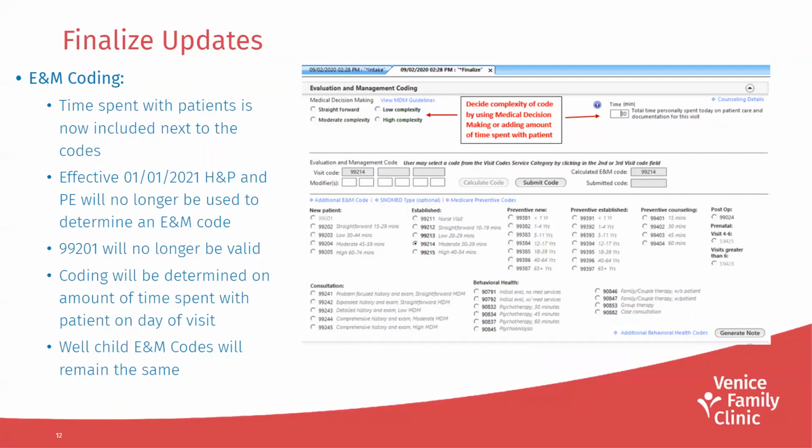So come 1/1, HPI and P will no longer be used to determine or calculate an E&M code. 99201 will no longer be valid. Coding will be determined by the amount of time spent with patient on a day of visit. Well child E&M codes will remain the same.